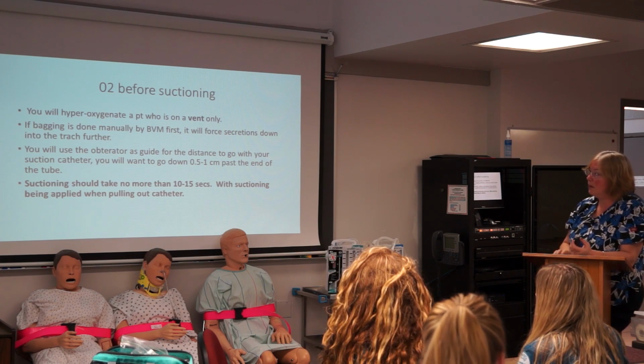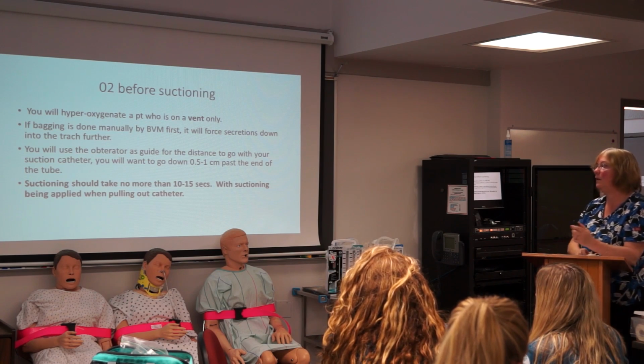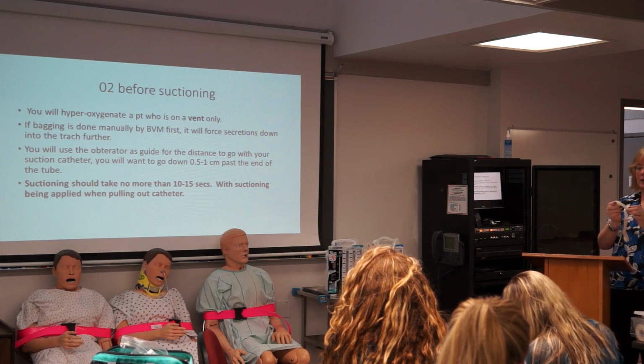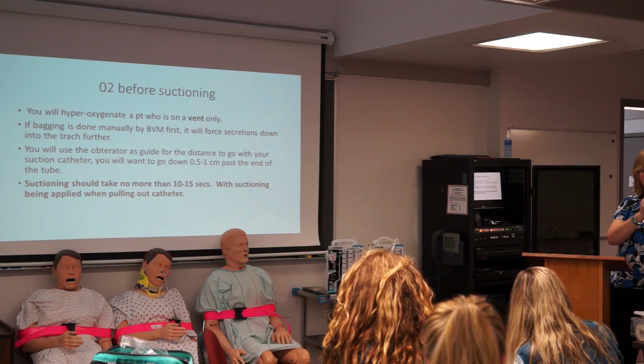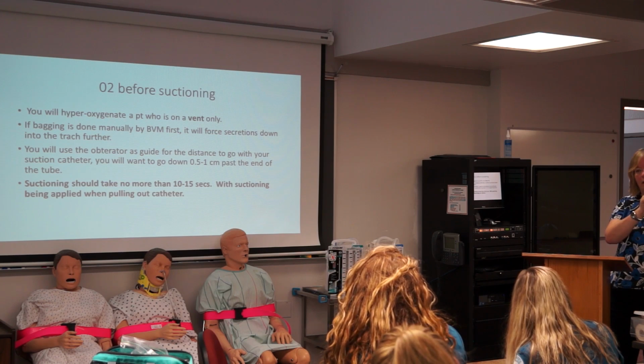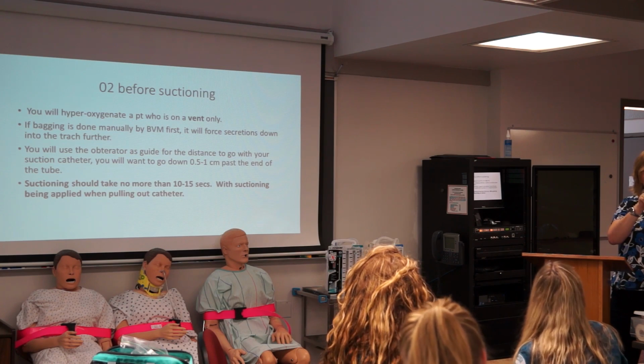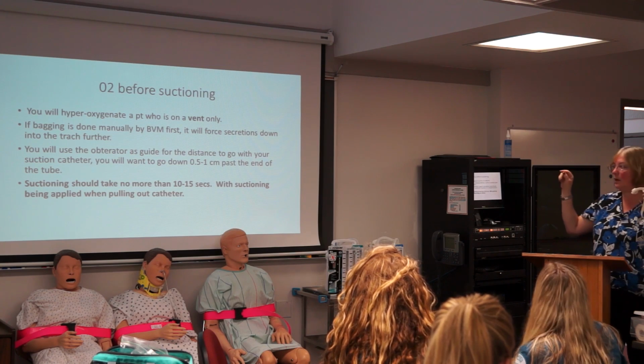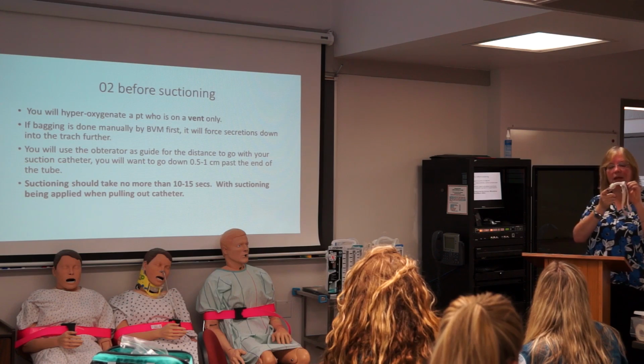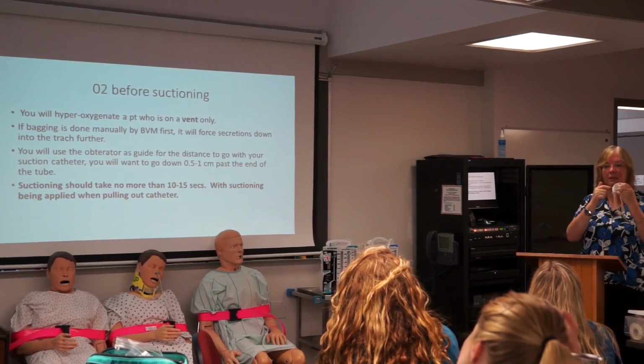We can use the obturator that we're going to have at the bedside. What the obturator is, it's an introducer that's going to be the same distance as my trach. So it'll give you some idea of how long this trach is that's in the patient. And as I say, we only want to go 1/2 to 1 centimeter past the end of the tube. So this being in my patient, I really have a hard time guesstimating how far it is.